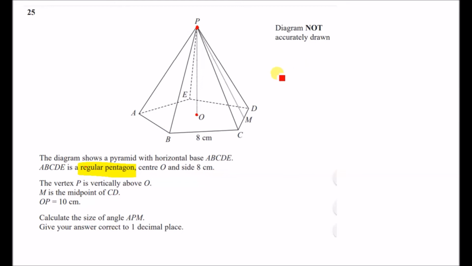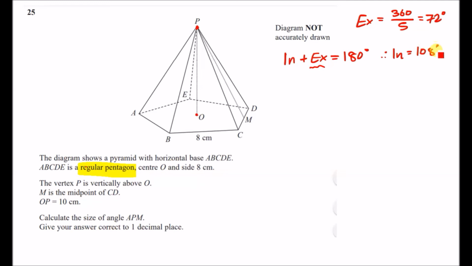Now the trick is, for a regular shape, the interior and exterior formulas are these. We should know that every interior plus an exterior must add up to 180 degrees. We should also know that the exterior is calculated from 360 over the number of sides. In this case, it's a 5-sided shape so divided by 5. Doing so, you should get 72 degrees. When you've got that, you're almost done. If the exterior is 72, then 180 take away the exterior gives us an interior of 108 degrees.